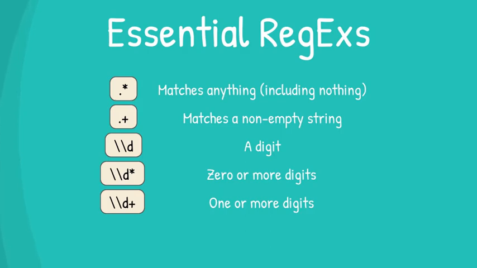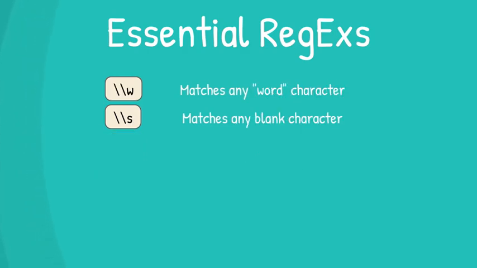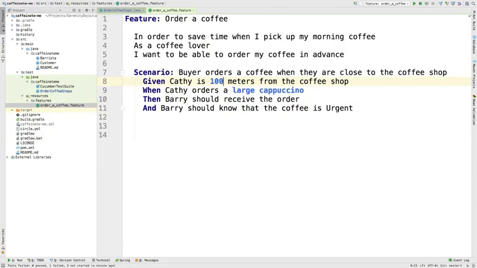say \\d plus. There are two more symbols that you should know and that can be very useful in Cucumber. \w matches any word character, any alphanumeric character or underscore, and \s matches any blank character, so space, tab, new line, and so forth. We can also combine symbols to make more complicated expressions.